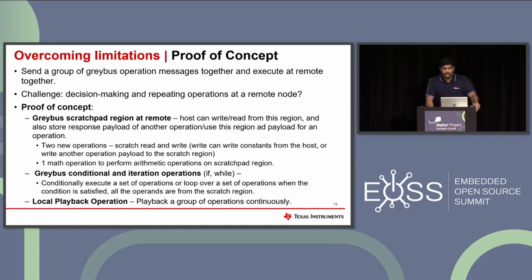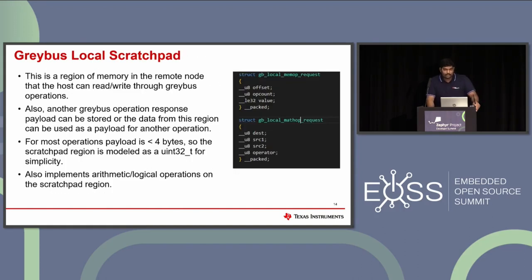Then also a simple playback option where you can combine all these previous building blocks. You can put a sequence together and send it. You can play it once, or you can even ask to play it indefinitely as well. So this is the operation. One deviation I made from the Greybus specs or the existing Greybus operations is that so far all the Greybus operations have a short header and a single payload. In my extended operations, the payload can be different operations. So you can put multiple operations inside the if, while, and so on.